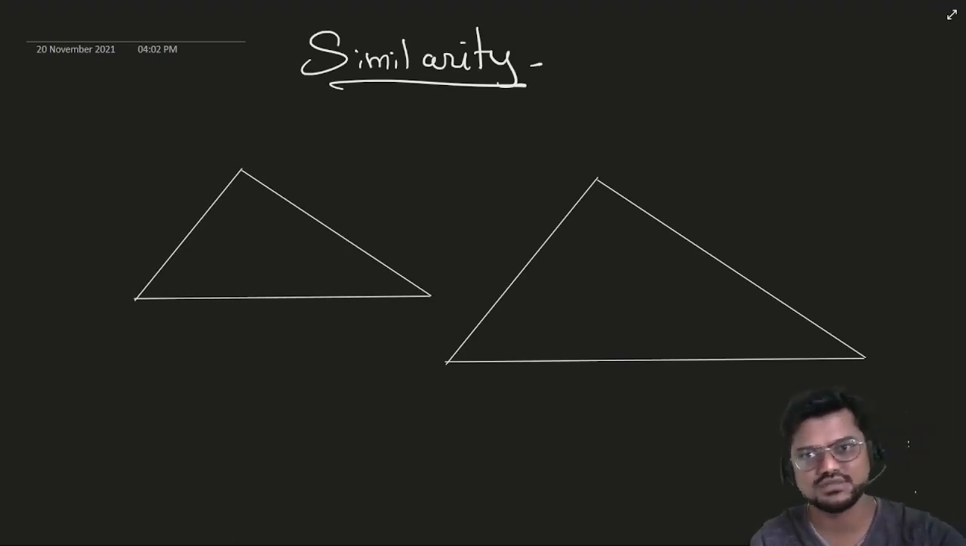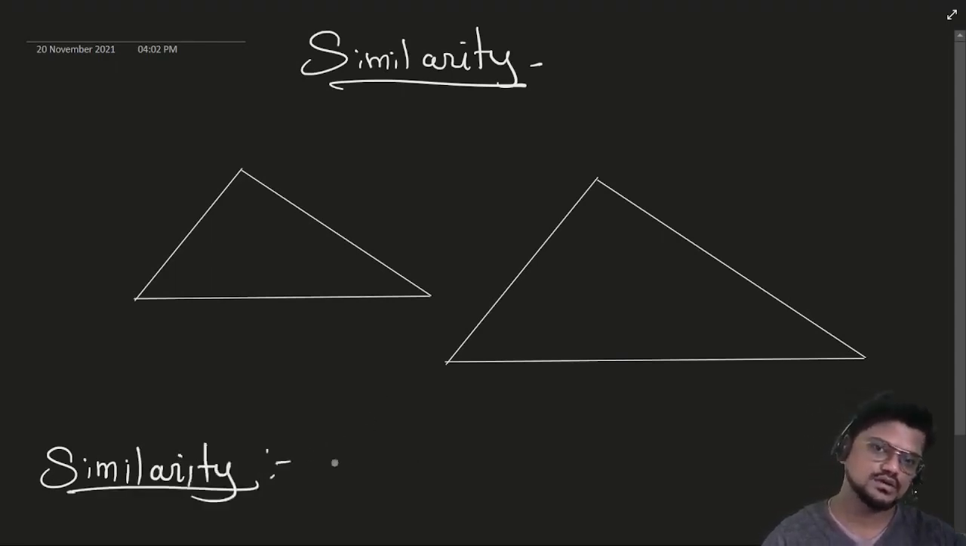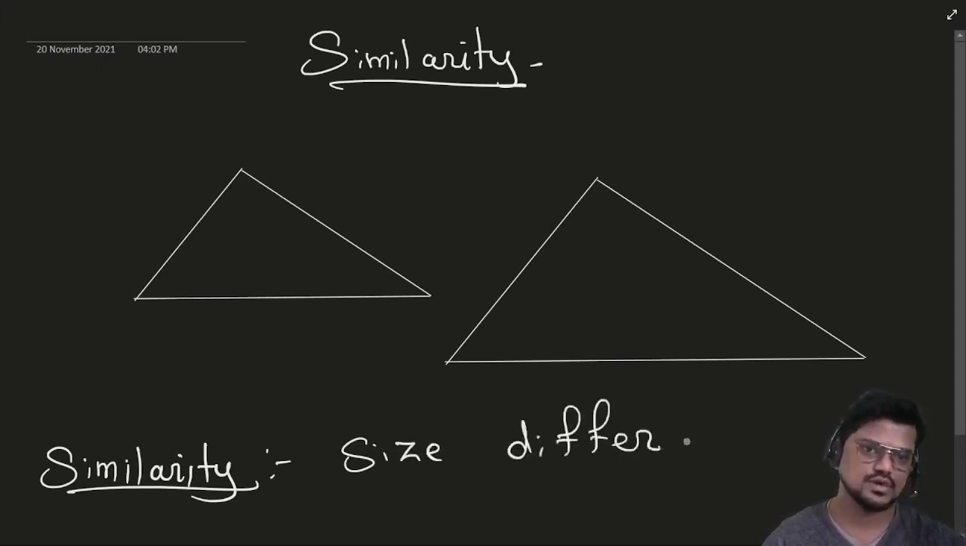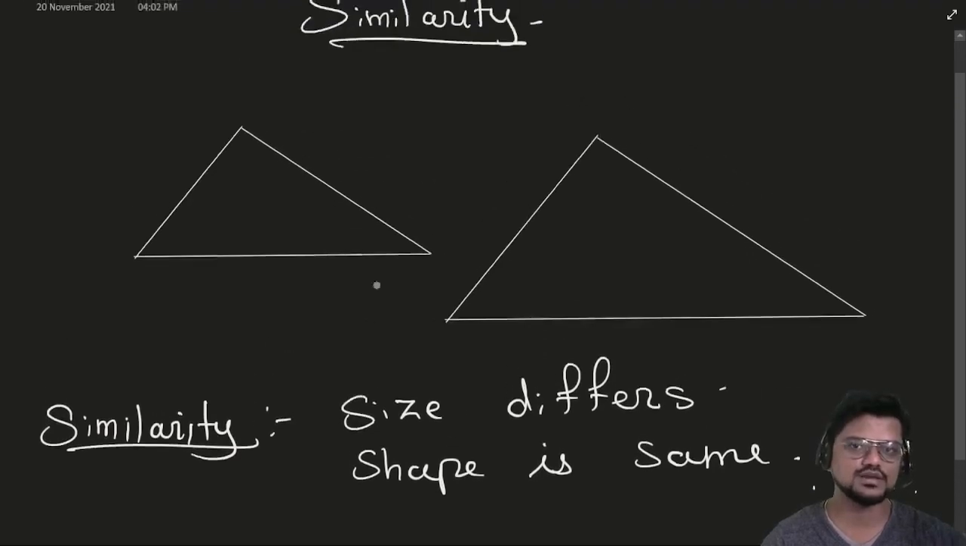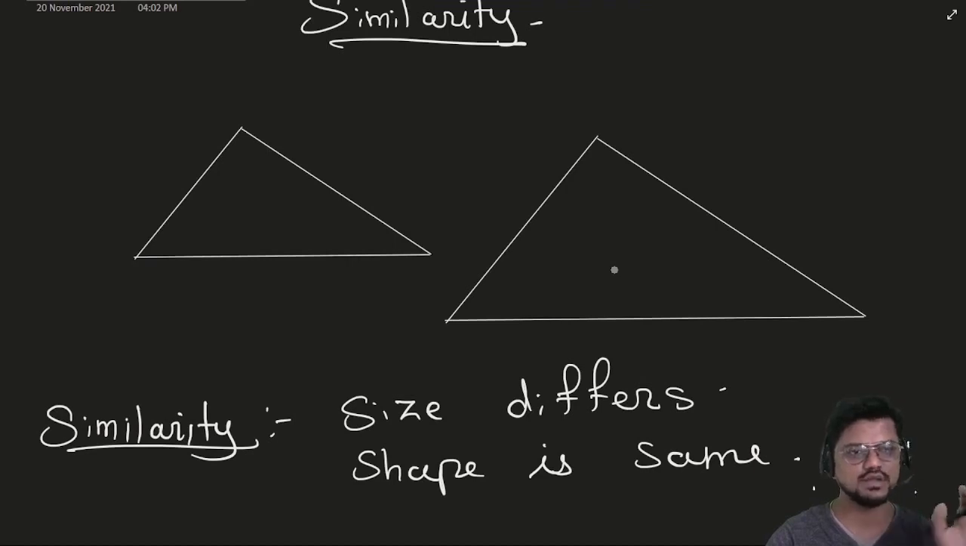In similarity, what happens? Size differs, but shape is the same. Shape is what? Same. In similarity, over here, these two triangles have the same shape. Yes or no? Two things will be said to be similar when they both have the same shape, right? But they are not of the same size. Fine, these two triangles are similar.